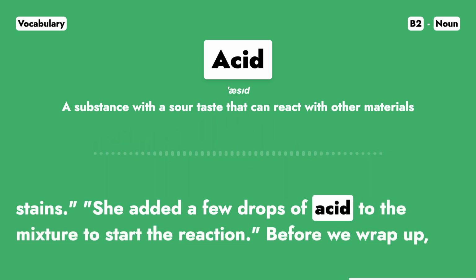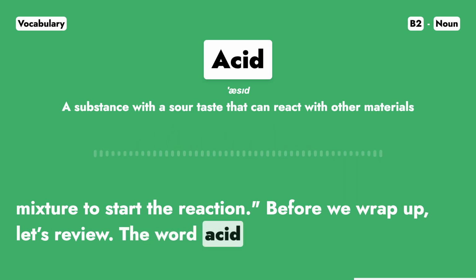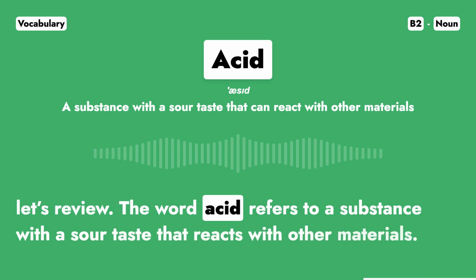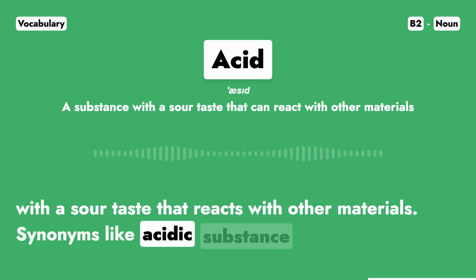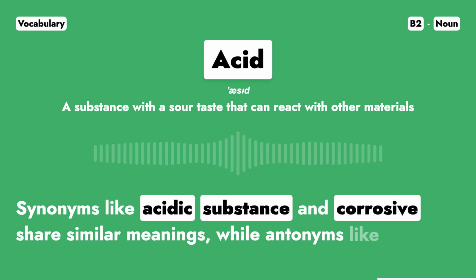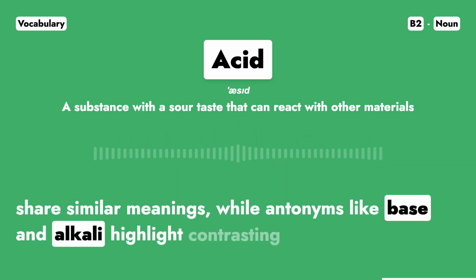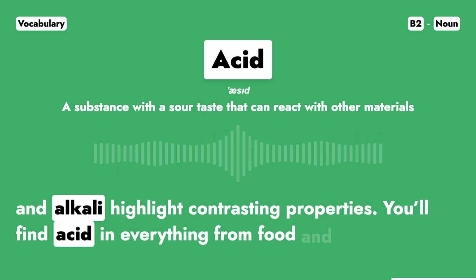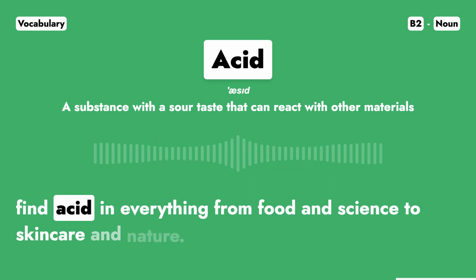Before we wrap up, let's review. The word acid refers to a substance with a sour taste that reacts with other materials. Synonyms like acidic substance and corrosive share similar meanings, while antonyms like base and alkali highlight contrasting properties. You'll find acid in everything from food and science to skincare and nature.